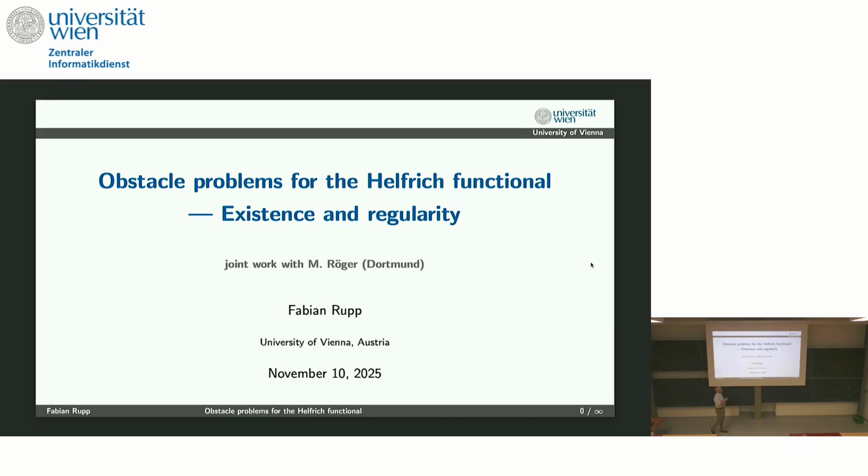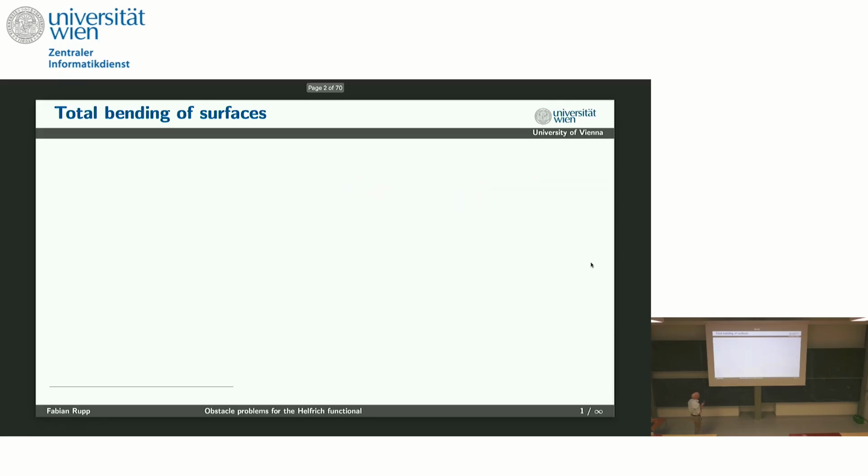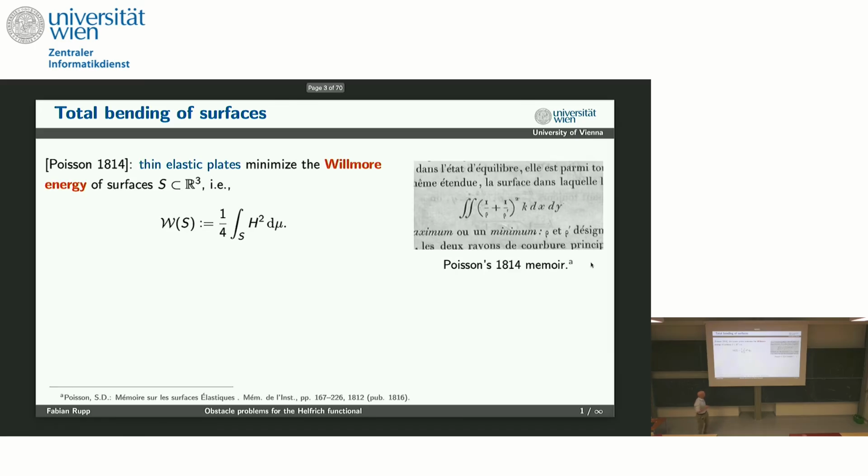What I want to present here is a joint work with Matthias Röger from Dortmund, and it's for a geometric variational problem involving a curvature functional. And it's on the topic of the total bending of surfaces that appear in biology. So let me first give you a recap on classical concepts of measuring the total bending.